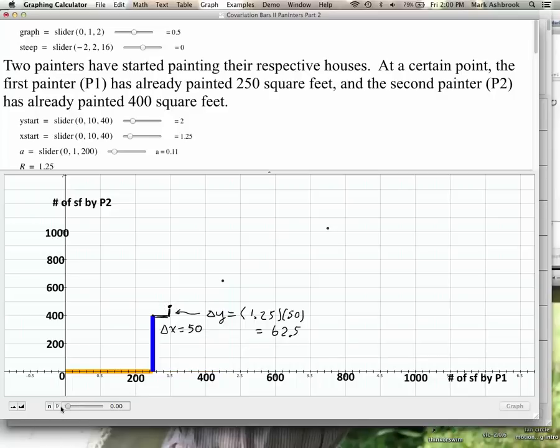what is the total? How could you find the total amount that painter 2 has painted? It's just logic if you're following what's going on. We got 250 and 400, and we just got a change in y of how much? 62.5, therefore 462.5. So x is increased by 50, so we got 300. Y increased by 62.5. So we took the old, listen, this is crucial. We took the old y, we added the change in y to get the new y. Common sense, right?